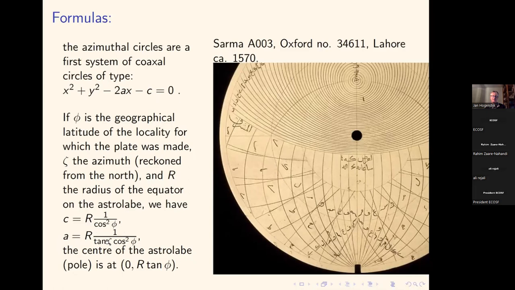And so you can just recognize all of these azimuthal circles in your system of coaxial circles. I'm just giving this in order to convince you that this is really true.